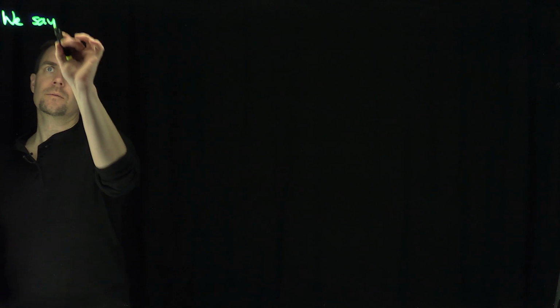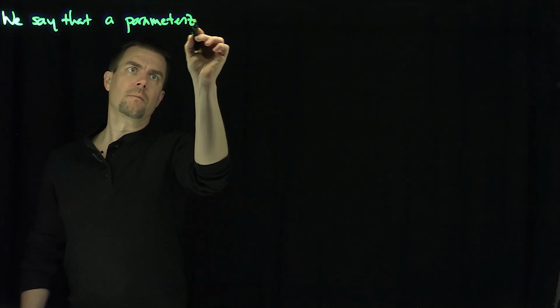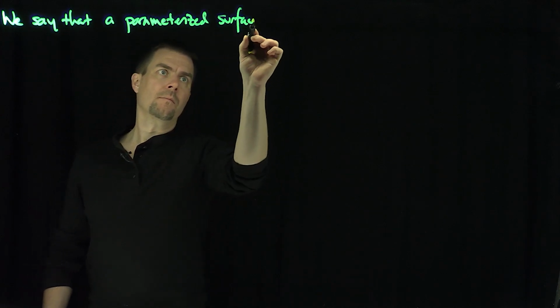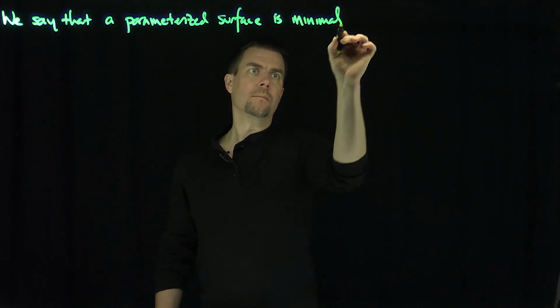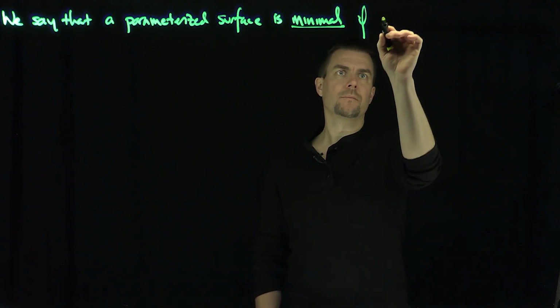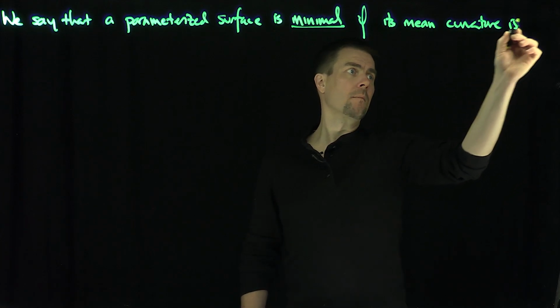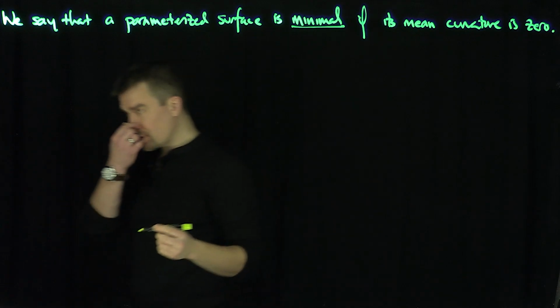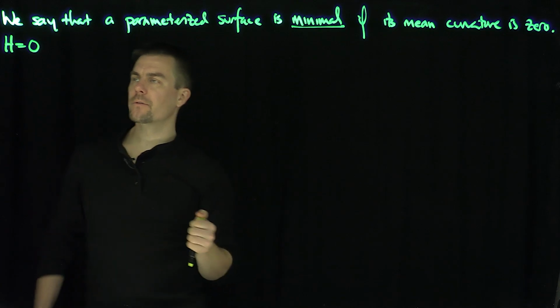Hello students, in this video we'll consider minimal surfaces and construct a variational problem for minimal surfaces. We say that a parameterized surface is minimal if its mean curvature is 0. In other words, H is 0, right? Of course, we can write H in terms of the first and second forms.